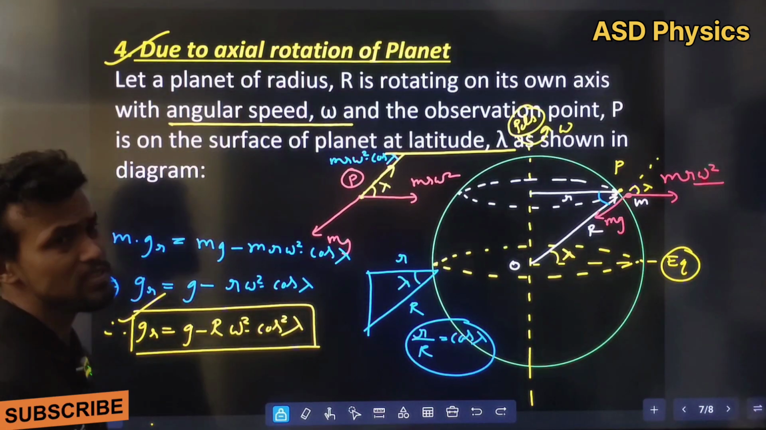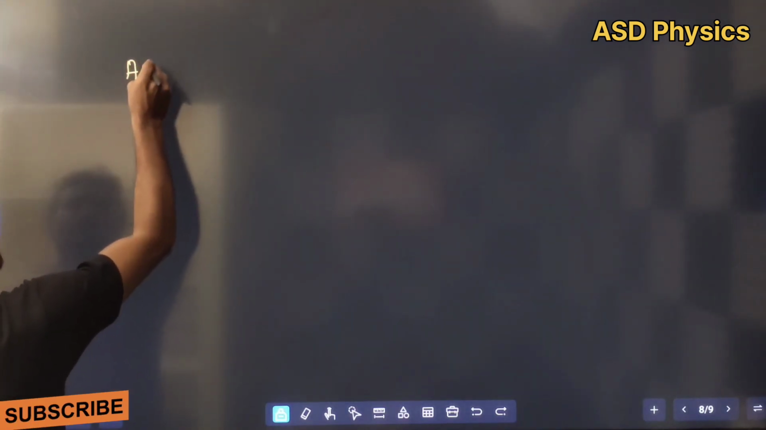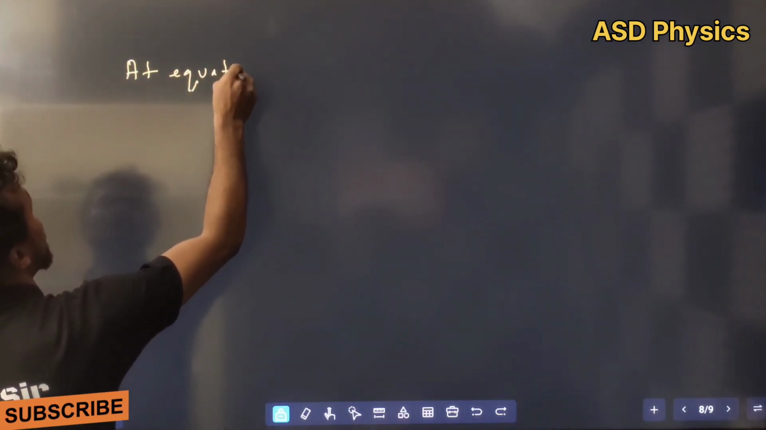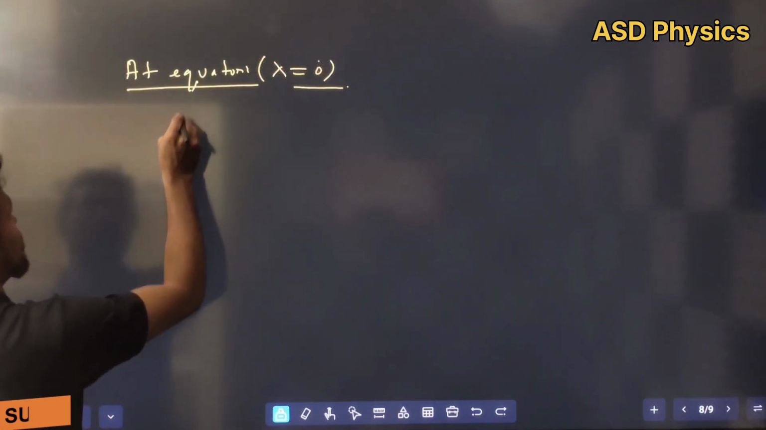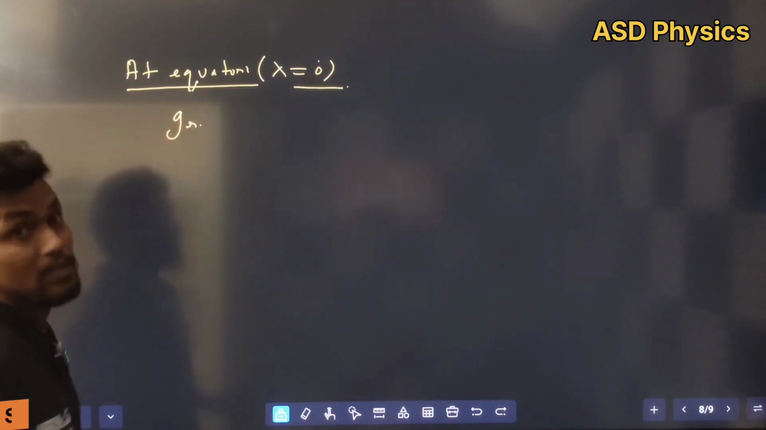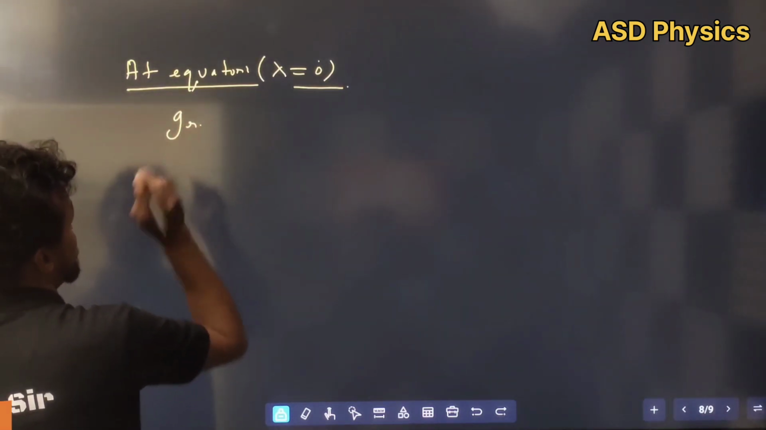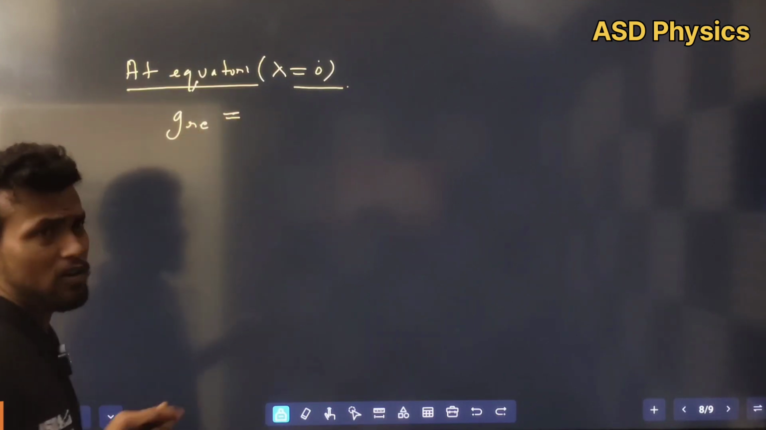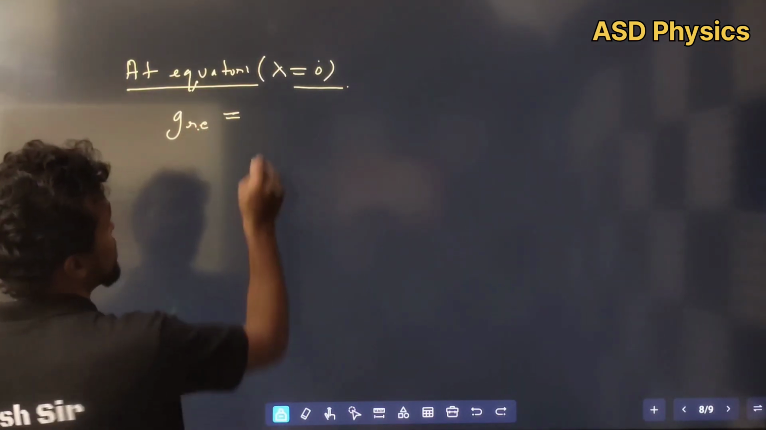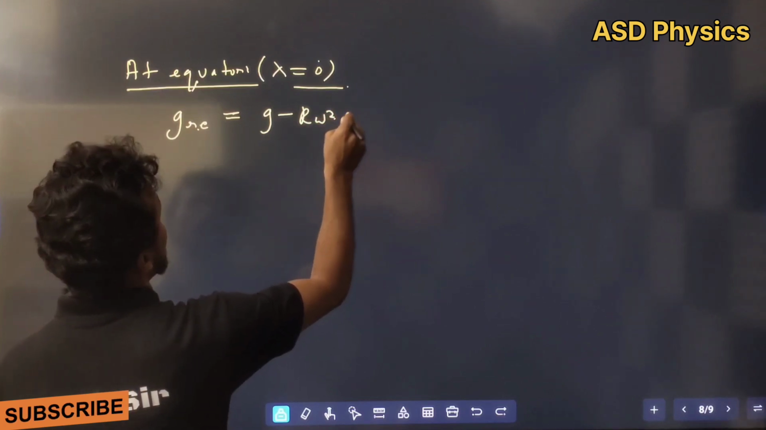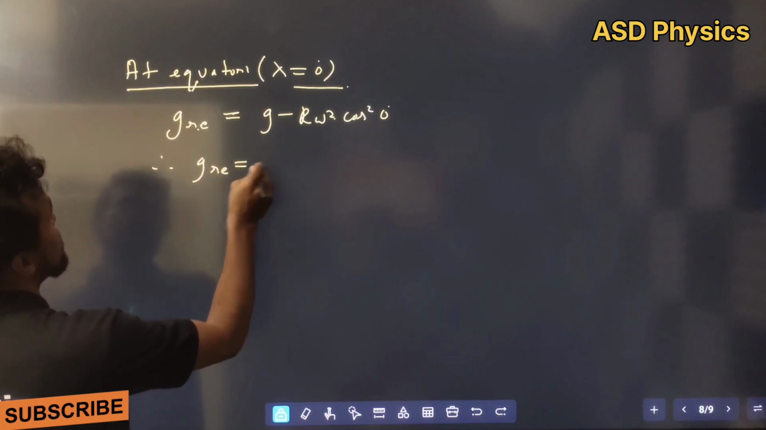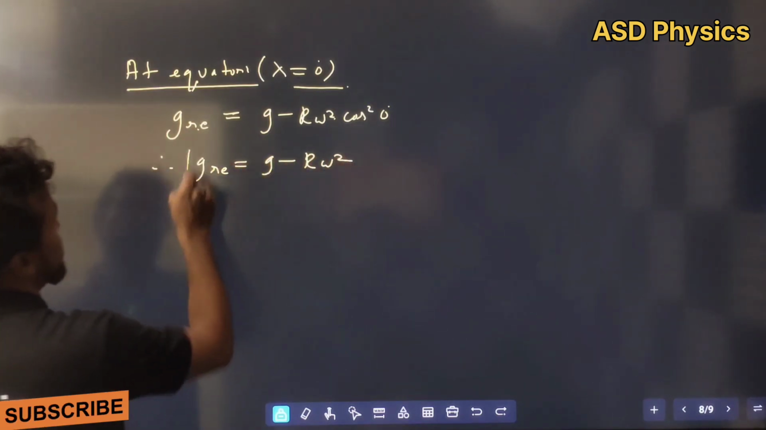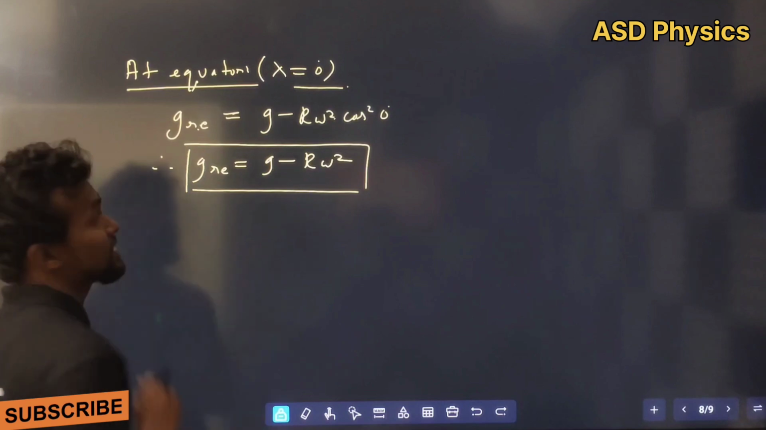Okay, so here there are 2 points. You have to remember that when we are at the equator, what will the lambda value be? At the equator, lambda value will be 0. That means due to rotation at the equator, g_RE is given here, no? So it will come g minus R omega square cos square 0 degree. So this g_RE is equal to g minus R omega square. This is at the equator.